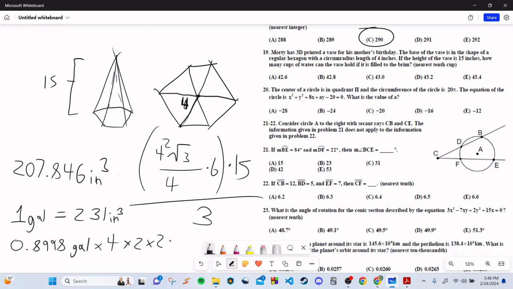Oh, did I mess up? I might have messed up a little bit. Let's see, the volume of the base, or area of the base. Okay, that part's right.